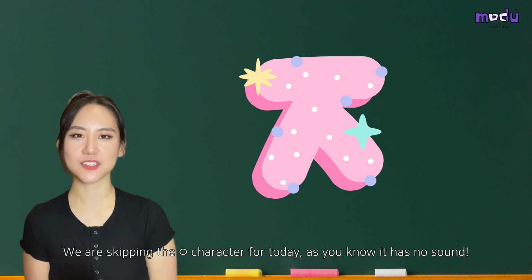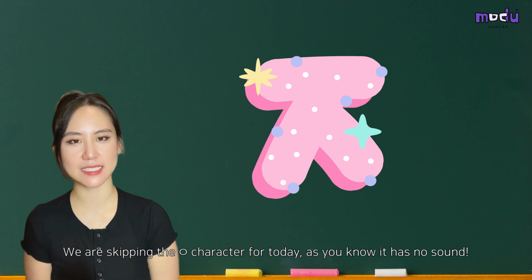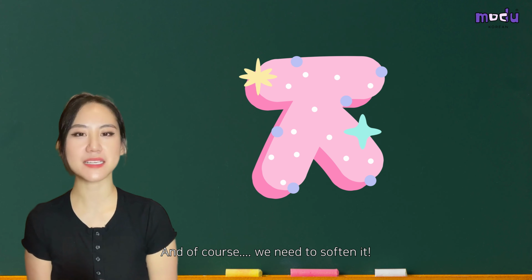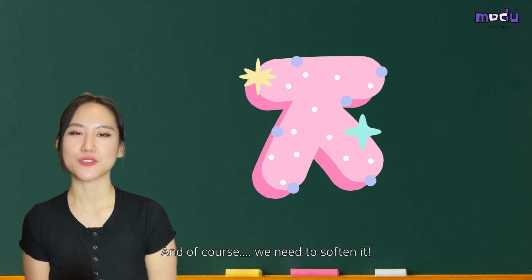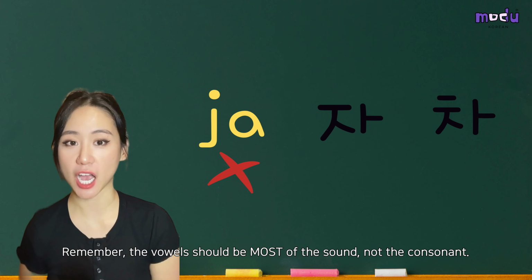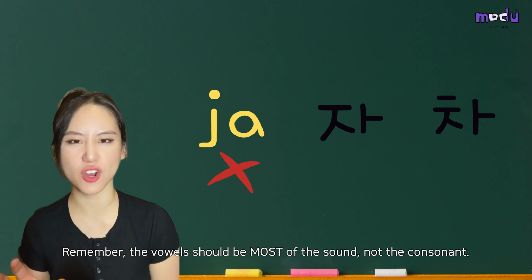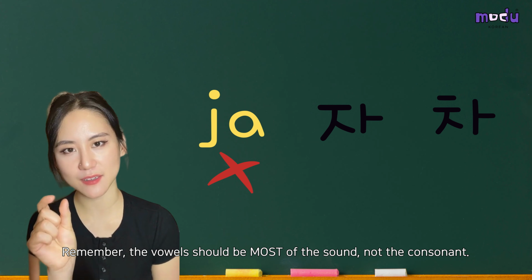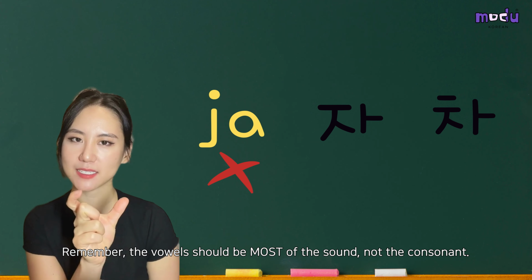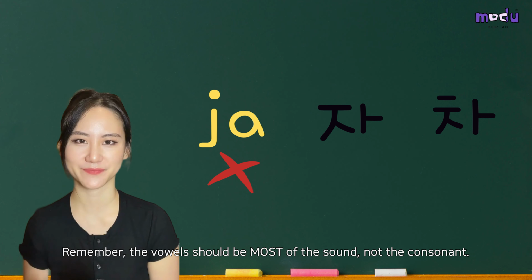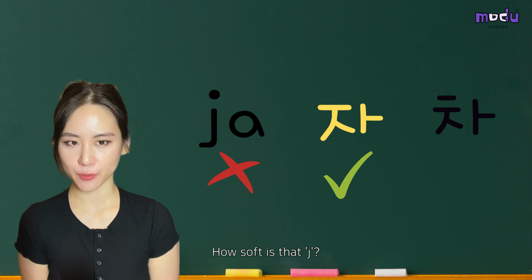Okay, the last consonant that we will be covering today is the J character. And you can probably see this coming, but we do need to soften it. It is not a ja, right? We're not going ja and with that strong J sound. So only about 10% of the sound is the J, 90%, so the vast majority is the ah sound. So it will go like this.